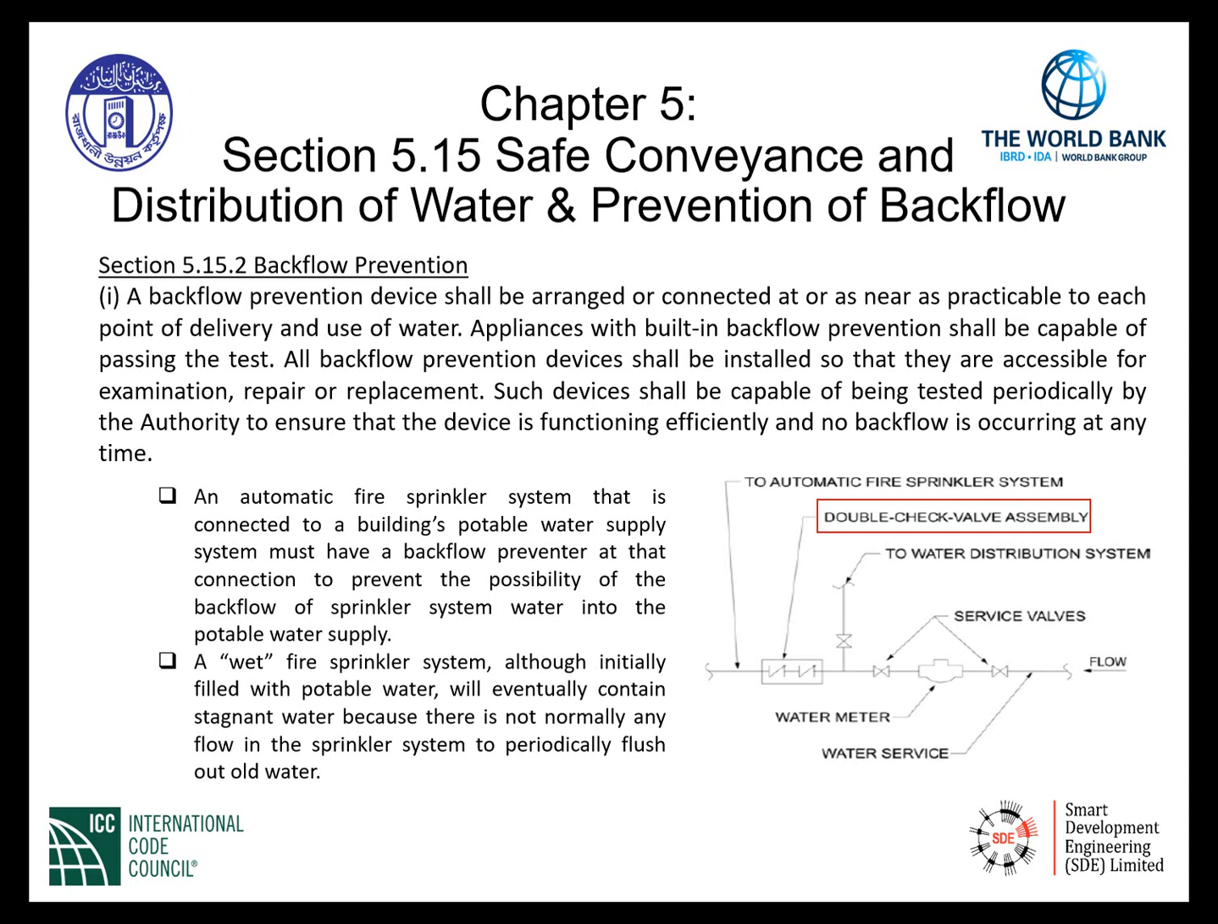As seen in the drawing, we have the automatic fire sprinkler system being supplied through a double check valve assembly. The water flows in, as seen on the right-hand side, through the water service pipe. We have service valves, a water meter, and before it goes into the double check valve assembly, we have water supplied to the water distribution system accordingly. Thus, the double check valve prevents backflowing into the potable water system.